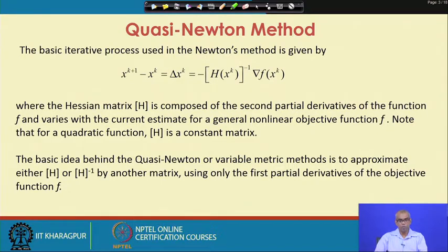The basic idea behind the Quasi-Newton method or variable metric method is to approximate either the matrix H or H inverse, that is Hessian or Hessian inverse, by another matrix using only the first partial derivatives of the objective function. So, instead of using second partial derivatives of objective function f, we want to replace the Hessian matrix or its inverse by another matrix using only first partial derivatives of the objective function f.